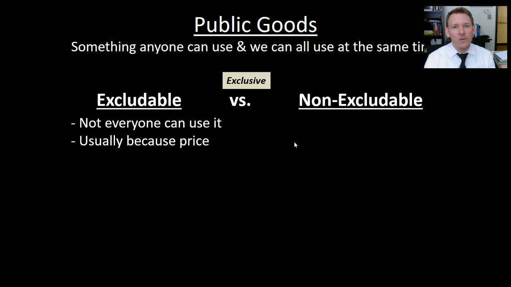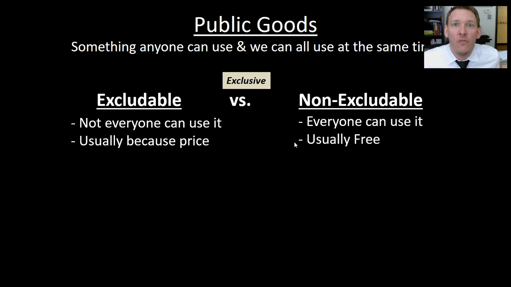It is exclusive. And usually the way that you can exclude someone from using a specific good is the price of the good. If it's really expensive, only a few people can have a Lamborghini. So the price usually is the way that you exclude someone from using a good. And obviously a non-excludable means everyone can use it, and usually these are free goods.